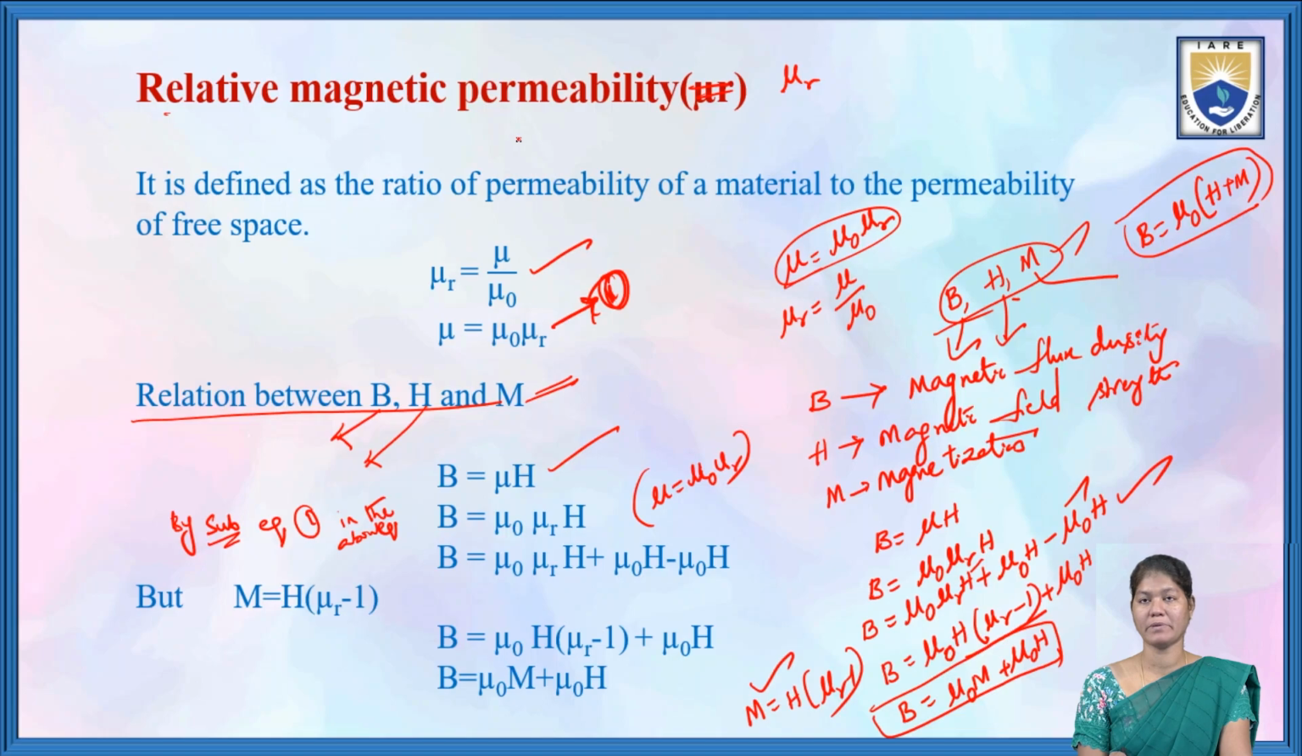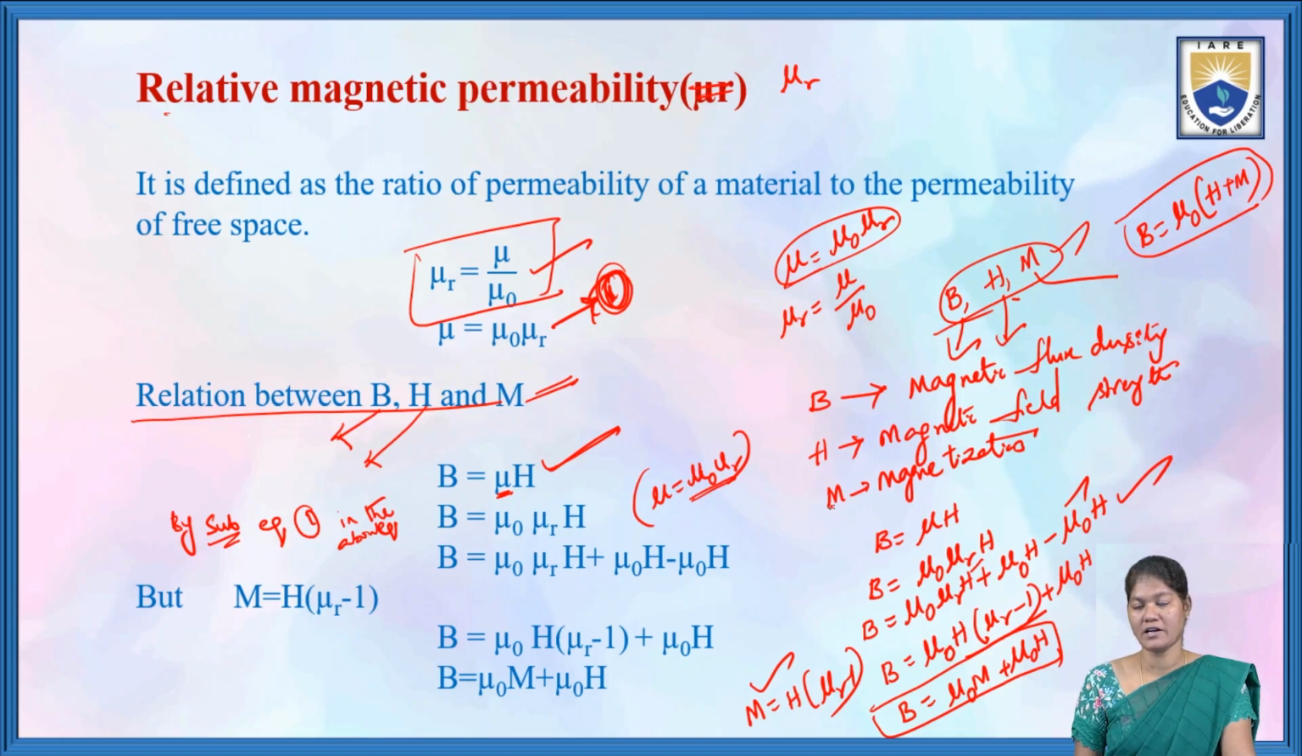So relative magnetic permeability, mu r is equal to mu by mu naught. So from this, mu is equal to mu naught mu r. So the relation between B, H and M: we know that B is equal to mu H. Instead of mu, we replace it with mu naught mu r from this first equation. So B is equal to mu naught mu r H.